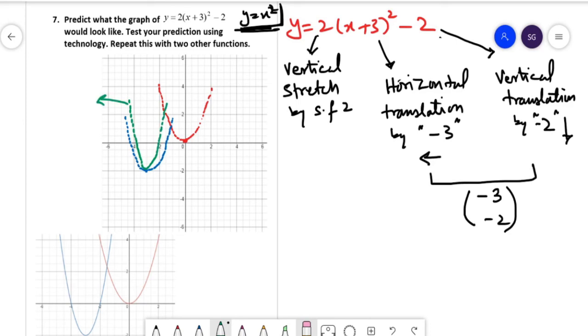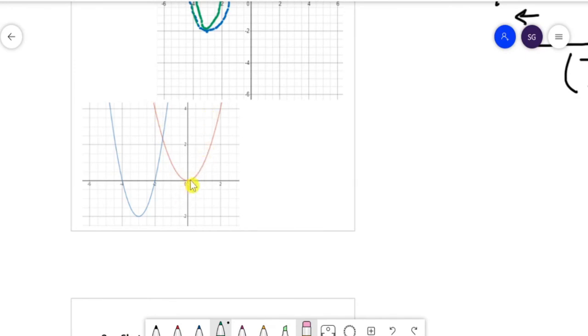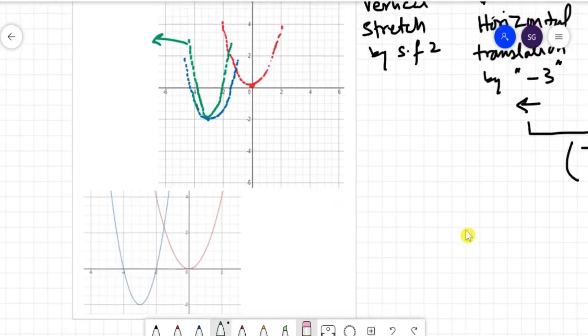So you can see what happened for each. First of all, the red one is the original function, the root function. And then this blue one is when we have done the translations. These are just the sketches. And then the green one is when we have stretched this blue graph by scale factor 2. The original one is the red one, and then it is moved backwards and downwards, as well as stretched along the y-axis. It's leaner than before.